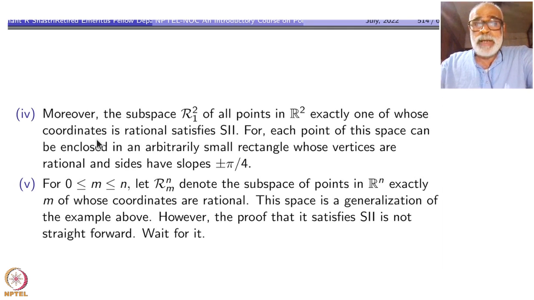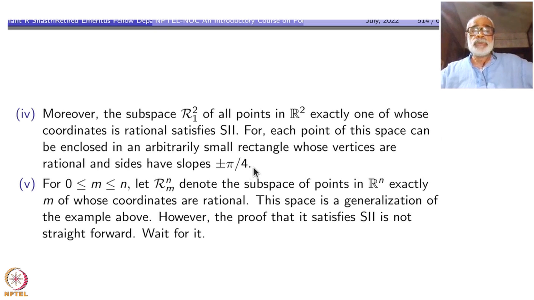Only one of the coordinates must be rational, right? Therefore the vertices are not inside this space. And then what are the sides? The sides have slopes plus or minus pi by 4, so they are not coordinate lines now. Slope plus or minus pi by 4 just means the points are of the form (x, x) or (x, -x) or (-x, x), or (x, x plus something). That something comes from the coordinates of the vertices, but that is all rational. So for (x, y), the difference will again be rational, so both of them cannot be rational.